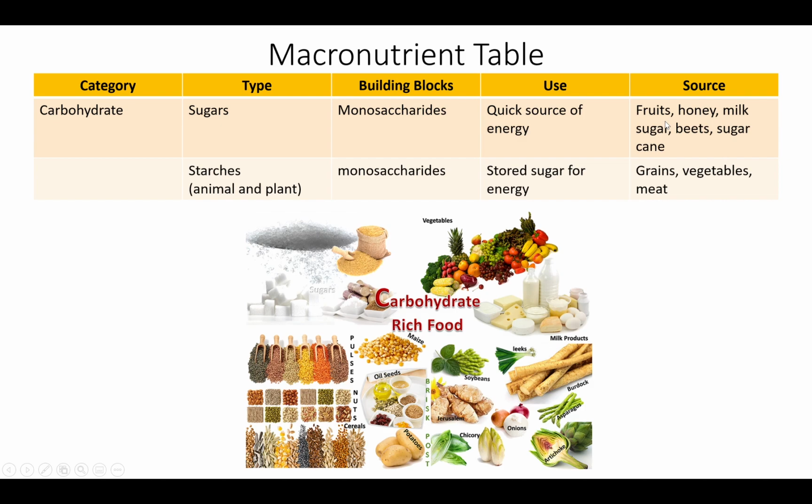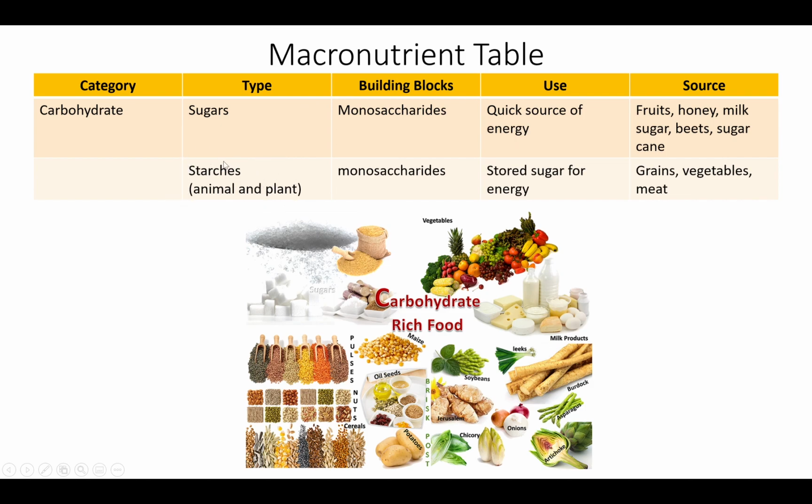The sources for sugars will be fruit. That's why it tastes sweet. Some are sweeter than others. Honey, milk sugar: when you drink milk or eat any kind of dairy product besides cheese, because that's been aged, but like yogurt, milk, those sorts of things, they taste sweet. They have milk sugar in them. It's called lactose. Beets are vegetables that are very sweet. Carrots tend to be sweet as well. And then sugar cane. That's where we get our table sugar that you use for baking or just putting in your drinks.